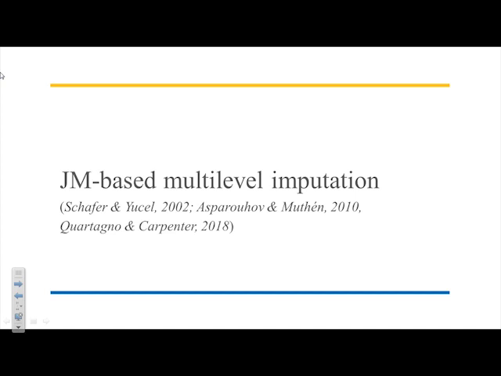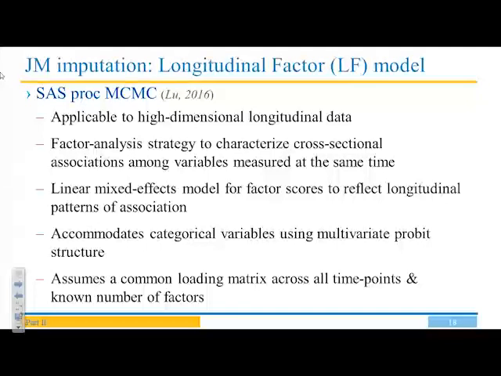Another method that I used is based on the joint modeling framework, known as the longitudinal factor model, which has been developed by Tom, a former graduate student. We implement this procedure in the SAS program. This method was designed to handle missing data in high-dimensional data sets. It is designed to economize the number of imputation model parameters. So it uses a factor analysis strategy to characterize the cross-sectional association at each time point, and then it uses a linear mixed effect model for the factor scores to reflect the longitudinal pattern of association between the factor scores. In terms of imputation, it can account for both continuous and categorical variables, so it's very flexible.